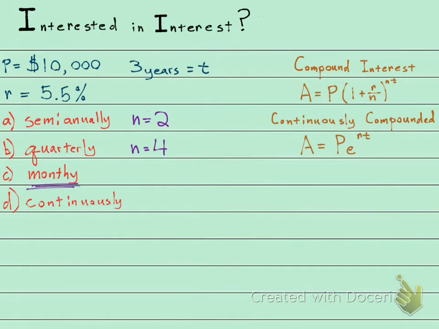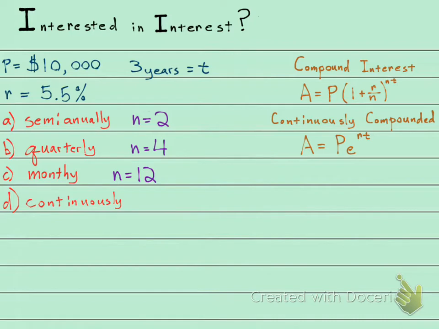We can compound it monthly. How many times a year do you think that is? 12. And then we have a totally different formula for compounding it continuously. Where did this come from? And the formula is right here. A equals P e to the RT, PERT.